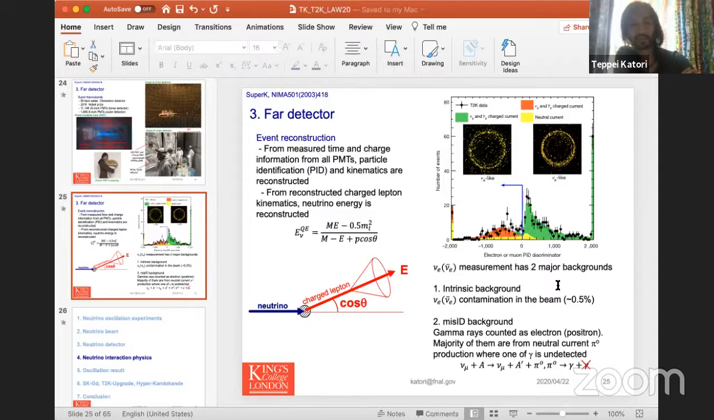I see. So that photon from the pion will eventually rescatter and produce the ring. Yeah, that looks like electron neutrinos. I see. Thank you. Okay, so let's go back to the chat.